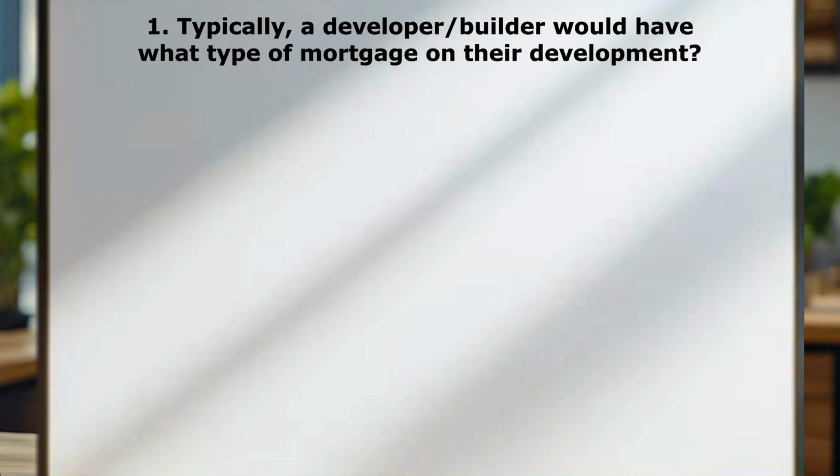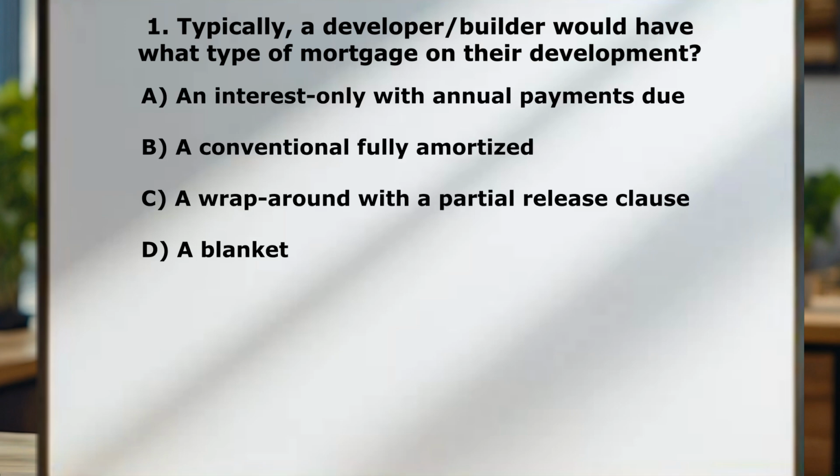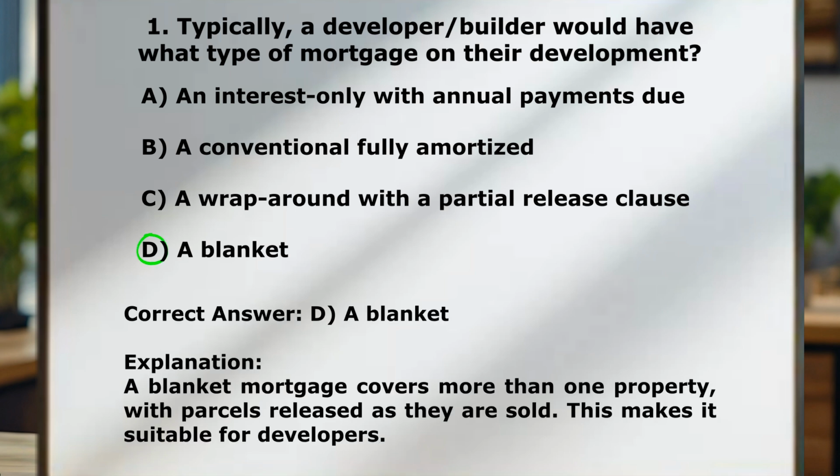Question number one. Typically, a developer slash builder would have what type of mortgage on their development? A, an interest only with annual payments due. B, a conventional fully amortized. C, a wraparound with a partial release clause. Or D, a blanket. The correct answer is D, a blanket.